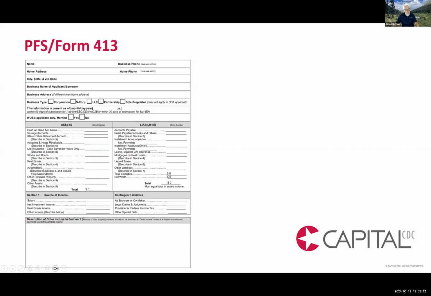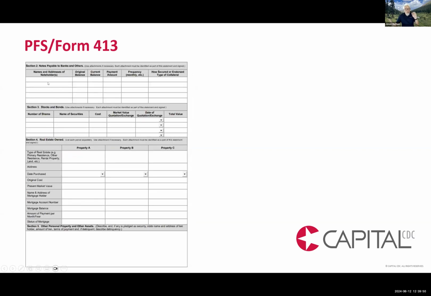This is section 1, which is used to describe other income. Move to section 2, notes payable. Give details. Section 3, stocks and bonds, to the extent that you can. Talk about any real estate that you own. We especially want to know what you owe against it. We'd like to know what you paid for it as well as what it's worth, so we ask for original cost here as well as its present market value. And we want to know what the balance is on your mortgage and what your monthly payment is.